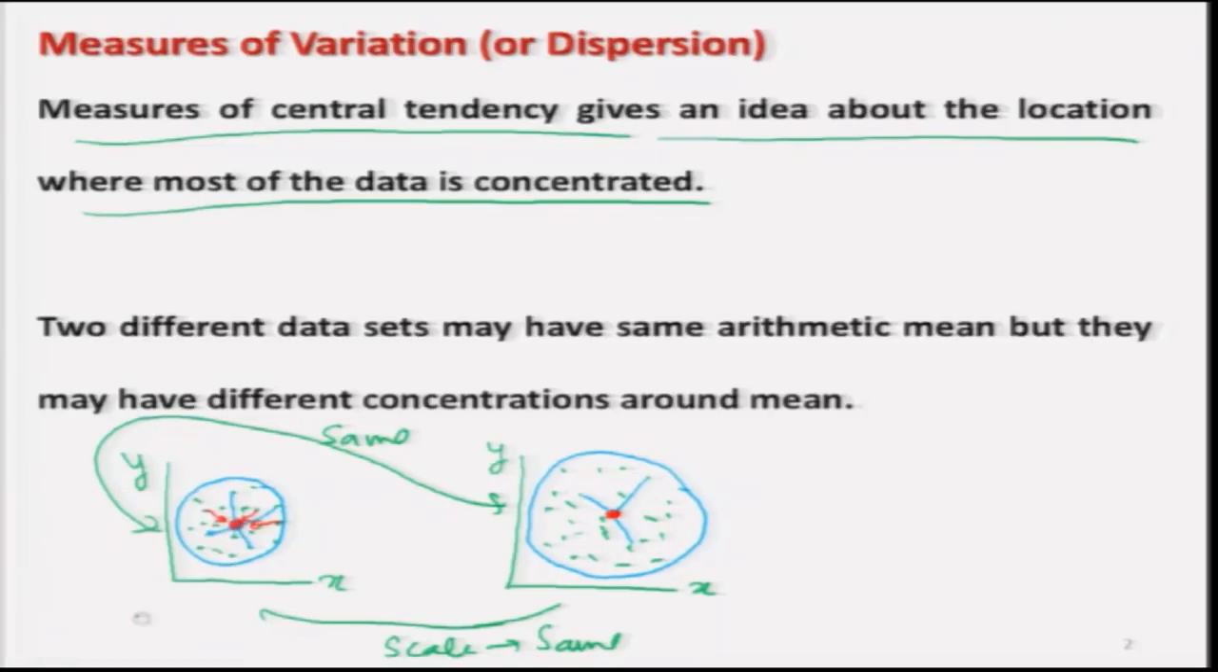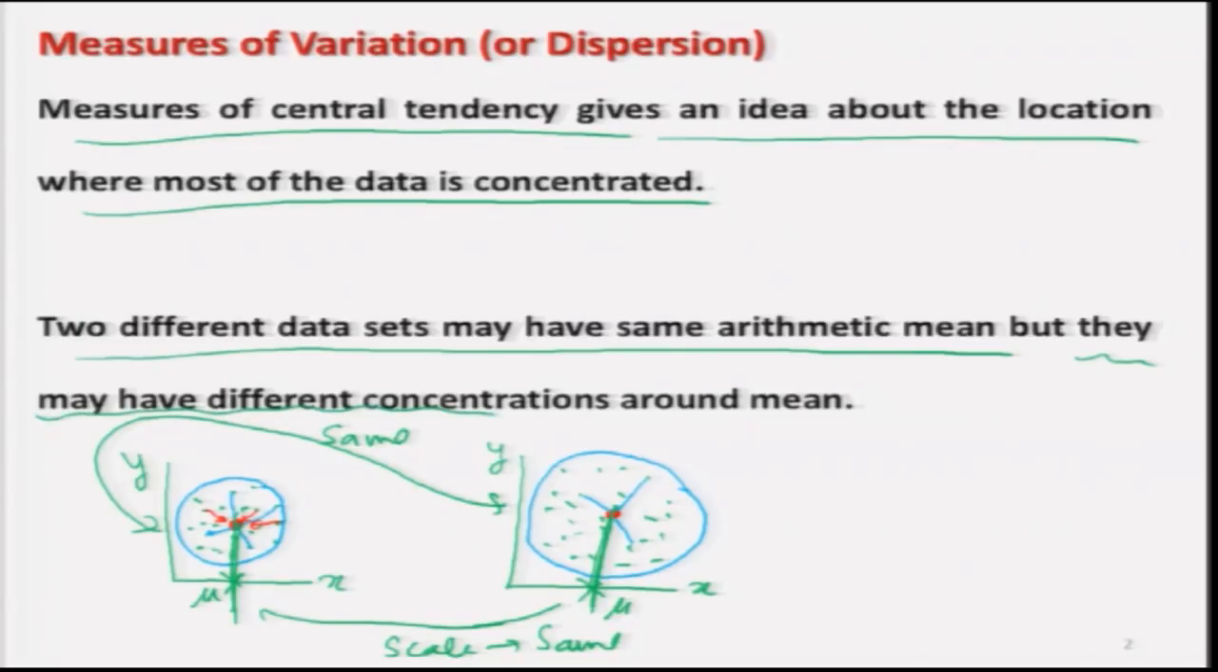So what I can see here is that there can be two different data sets which may have the same mean. For example, the mean is here and the mean is here. I am assuming that this point on the x axis, here mu and here mu, denotes the mean, but the spread of the values around the mean is different. Similarly, I can take any other point instead of the mean also. So from these two figures we can see that there can be two different data sets which have the same arithmetic mean, but they may have different concentrations around the mean. From the graphics I can show you that there are two data sets in which the individual observations are scattered around the central point in a different way. Graphically I can view it, but now the question is how to quantify it.